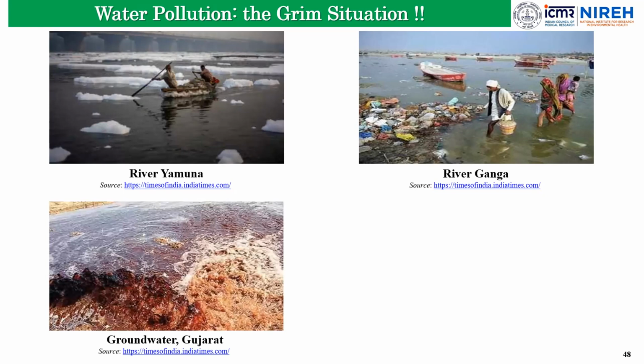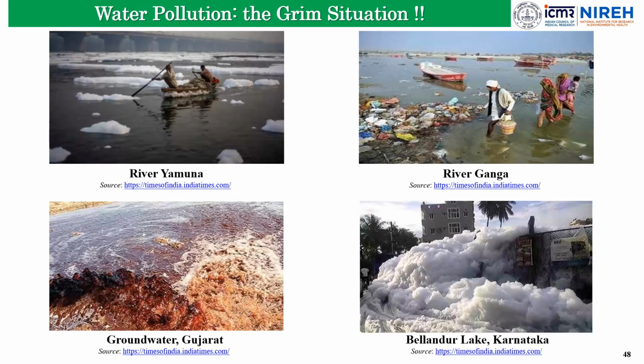Now, this is the picture. It shows the reality of the groundwater. It has been taken from Gujarat, and this color and this kind of picture is there because of chemical contamination. There are lots of fertilizers and pesticides which are indiscriminately discharged into the groundwater, and that causes this kind of situation. Then this picture has been taken from Velandur Lake in Karnataka, which is one of the very important lakes in Karnataka.